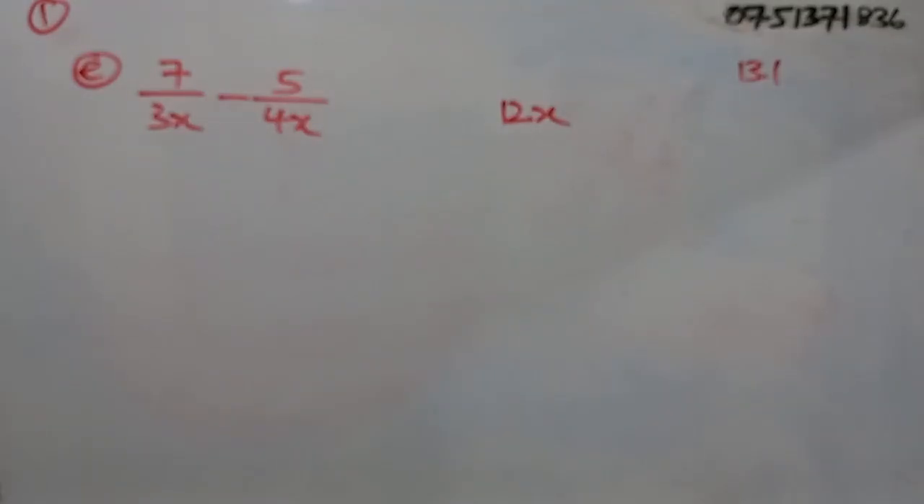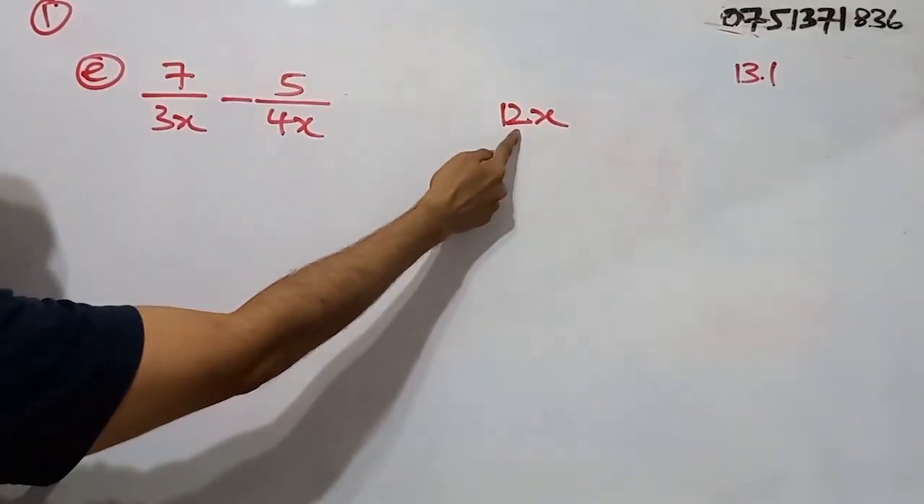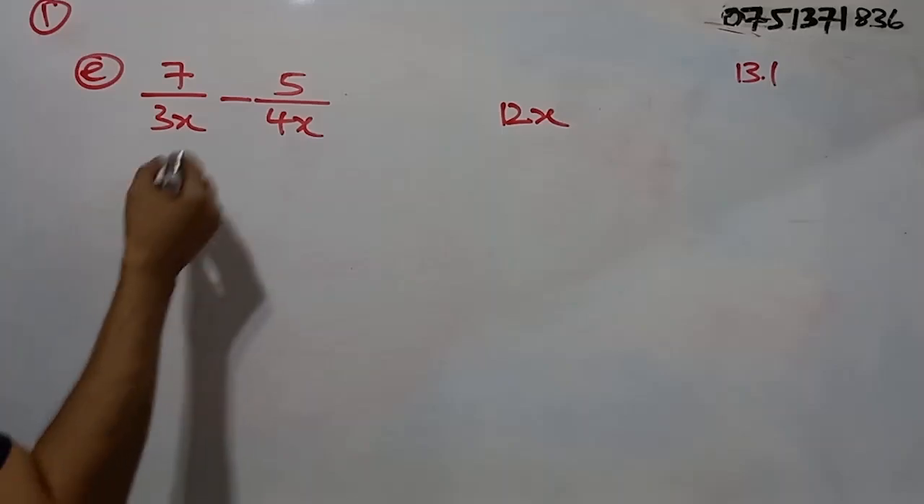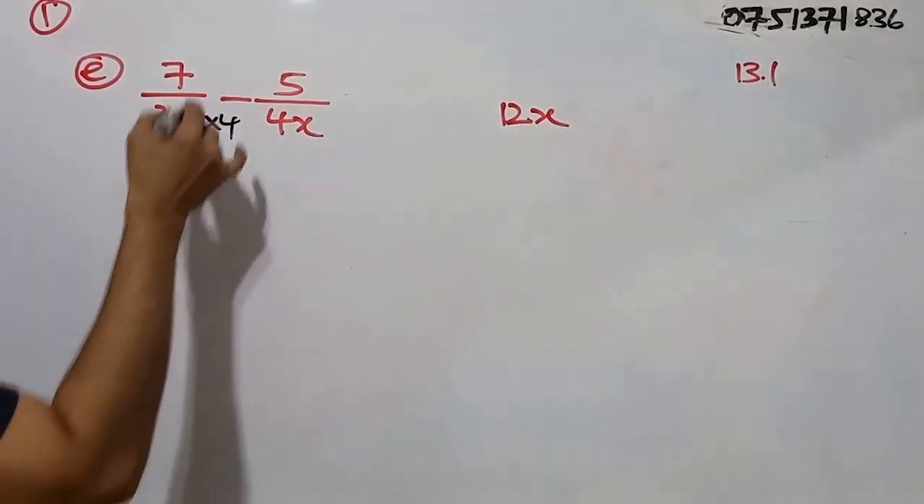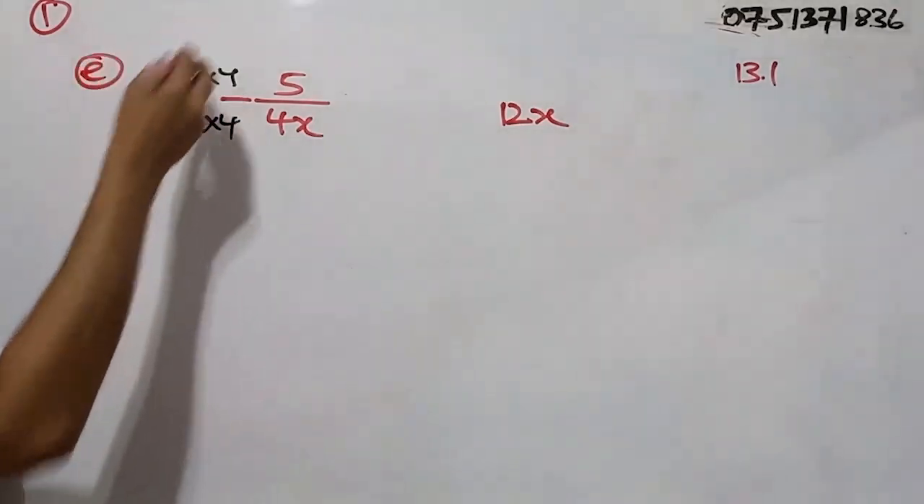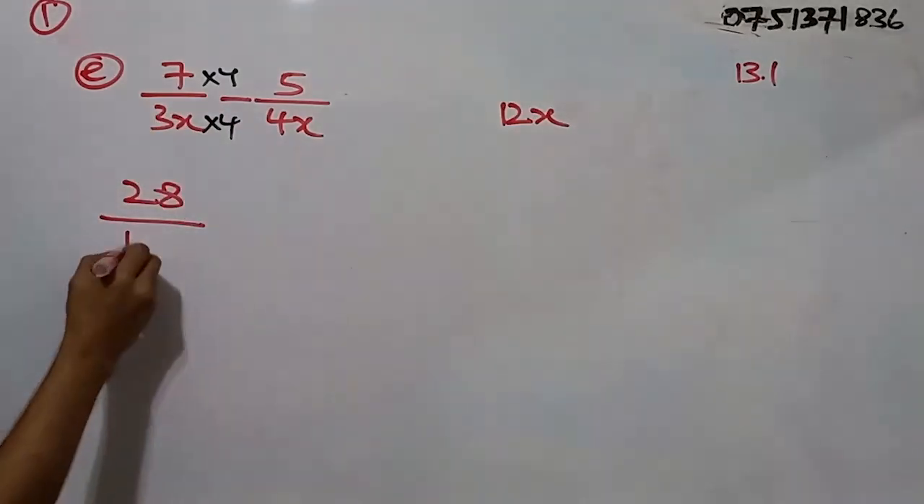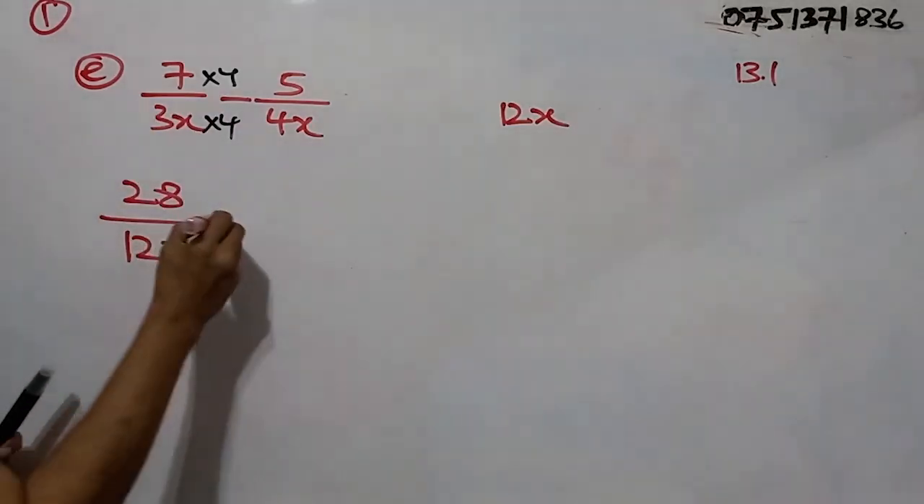Okay, so take the first fraction. So 3x, we need to convert that into 12x. That means we need to multiply 3x by 4. Since we are multiplying the denominator by 4, we have to multiply the numerator by 4 as well. So 7 into 4, that is 28. 3x into 4, that is 12x.